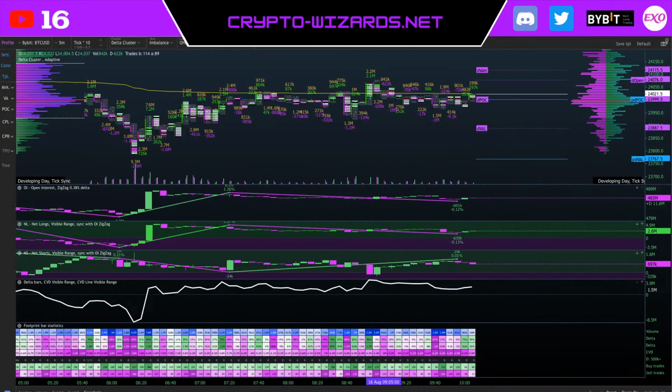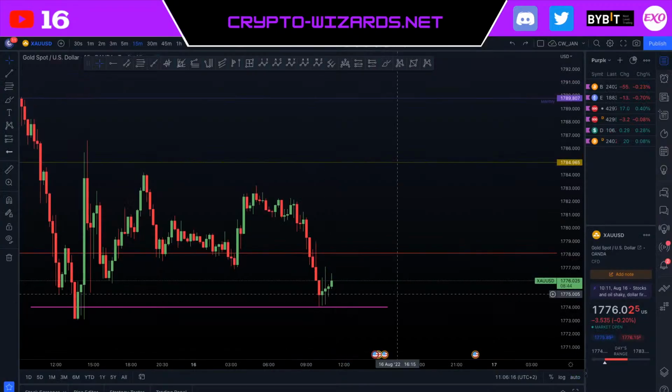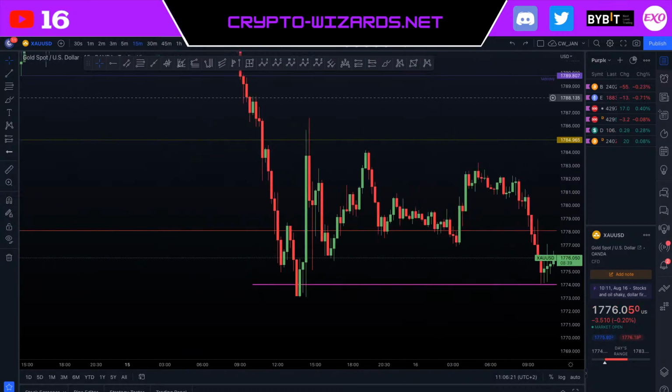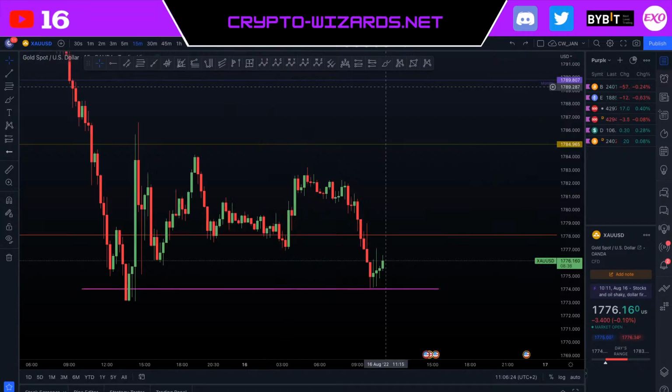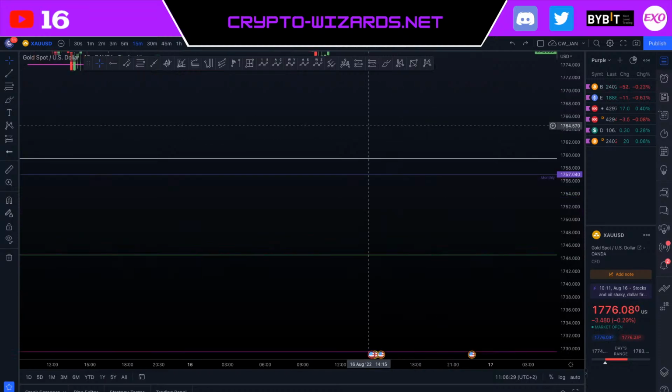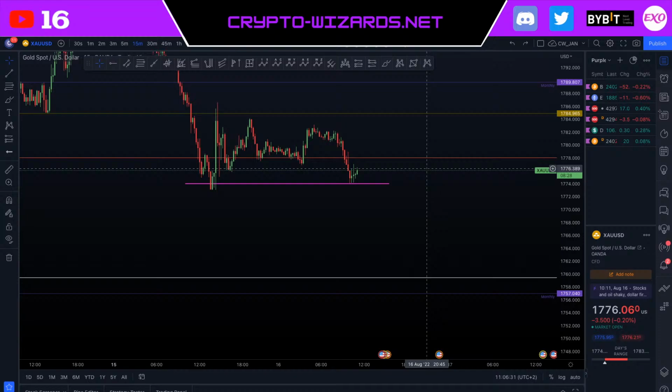On gold, I would be monitoring if we are able to hold this level. If so, then I'm looking for the value area high, so like 1784. If we break it to the downside, then we are looking for that 1760, 1757 area. Very simply.